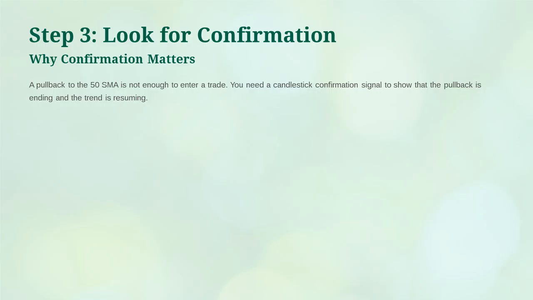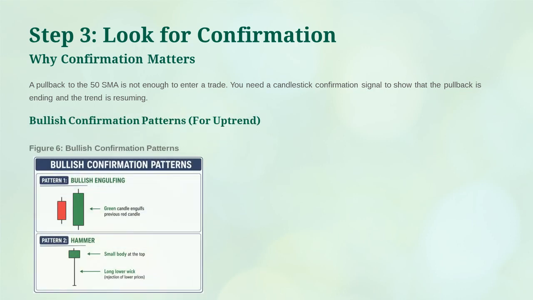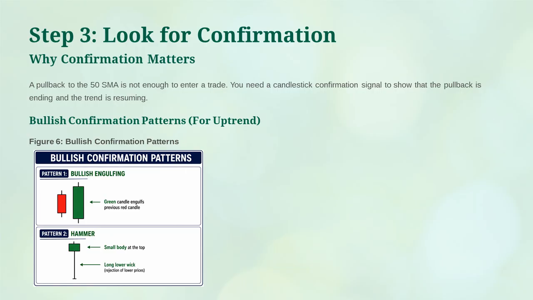In an uptrend, we look for bullish confirmation patterns. Reference Figure 6. A bullish engulfing pattern. A green candle that completely engulfs the previous red candle.